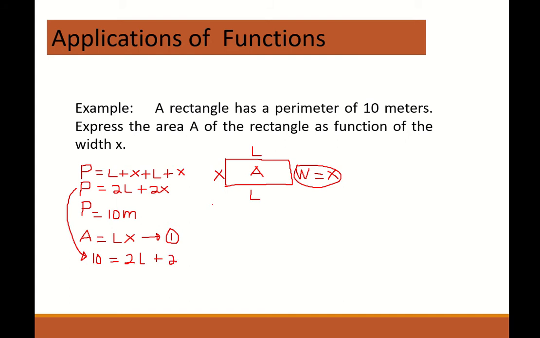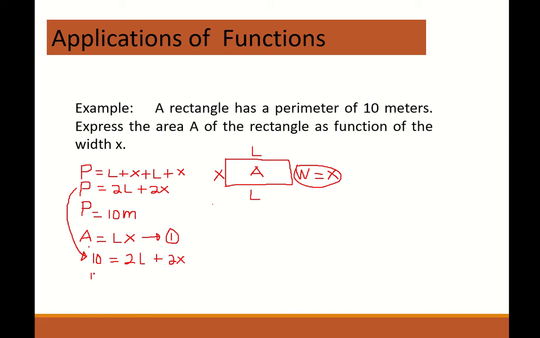Since the area is to be expressed in terms of X, or as a function of X, we have to express L in terms of X also, so that when we substitute it in equation 1, we have area as a function of X. To do it, from this equation, let us divide both sides by 2. The purpose is to make clear the coefficient of L.